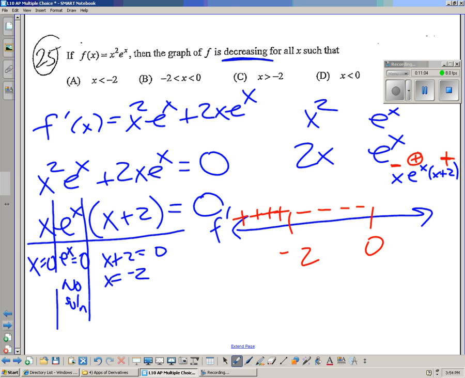And then past 0, say 1, x becomes positive. E to the x is always positive. 1 plus 2 is positive. Now we have positives. So we are decreasing on the interval negative 2 to 0. Choice B again.